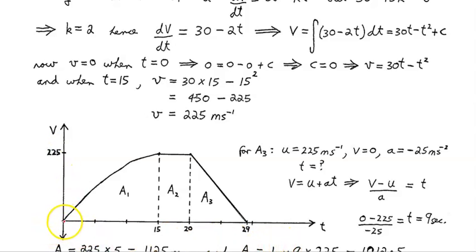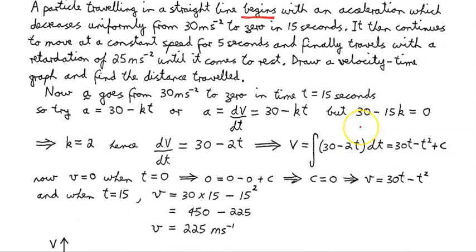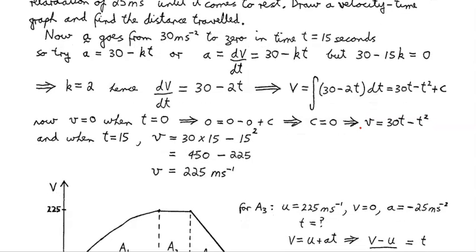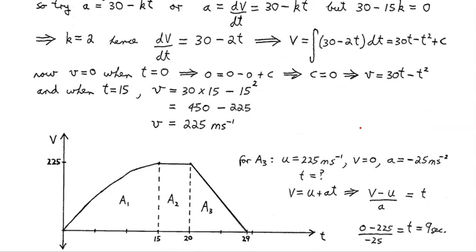Velocity is initially 0, but this tremendous acceleration is acting, which decreases, which is why we have a curve, because it's 30t minus t squared. It's a concave down parabola, inverted because of the minus in front of the t squared. It does that for 15 seconds. It then travels at a constant speed for 5 seconds, and then finally acts with a retardation of 25 meters per second squared until it comes to rest.